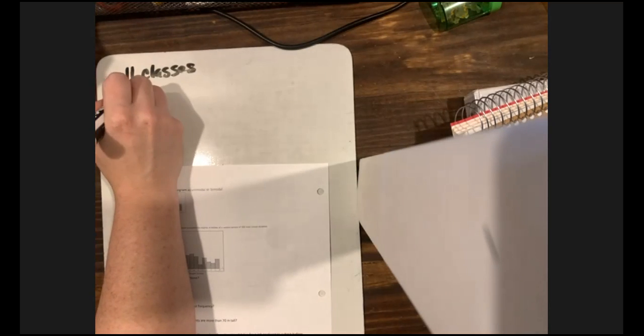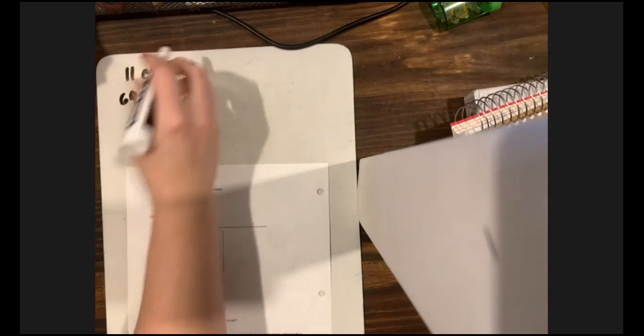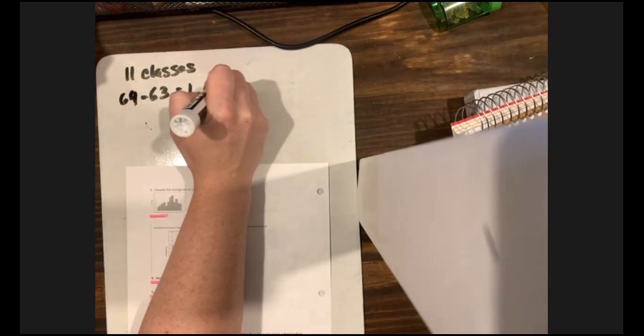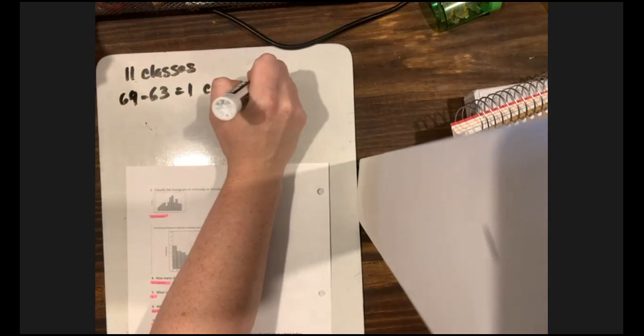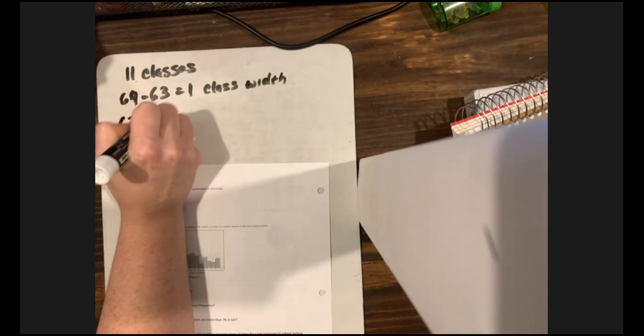Then it wants to know what is the class width. So we take a look from the start of 1. We'll subtract the previous. So we got 64 minus 63 is 1. So that is my class width. Okay. Now it asks which class has the highest frequency. So we're looking at which one has the highest bar. It's this first one, which is 63 to 64.